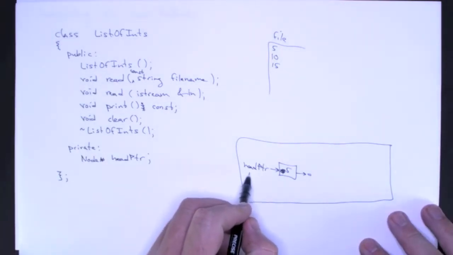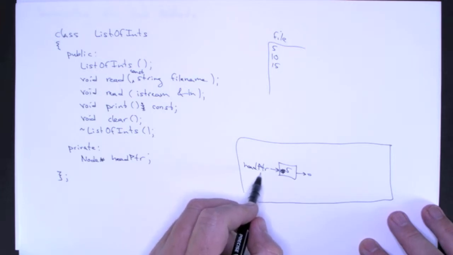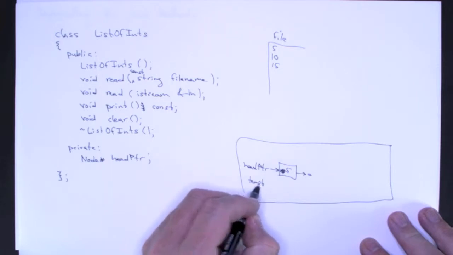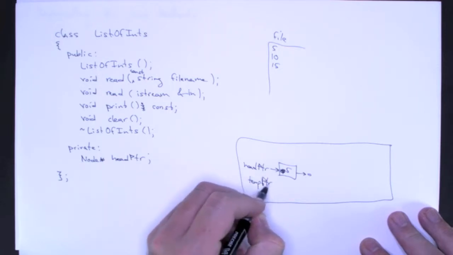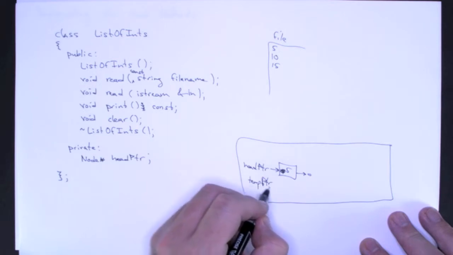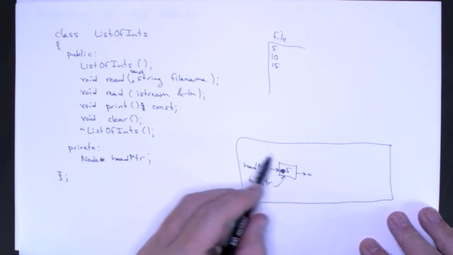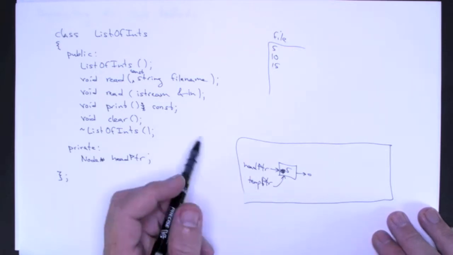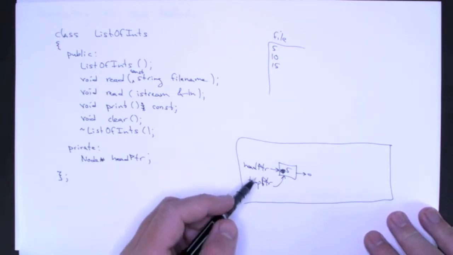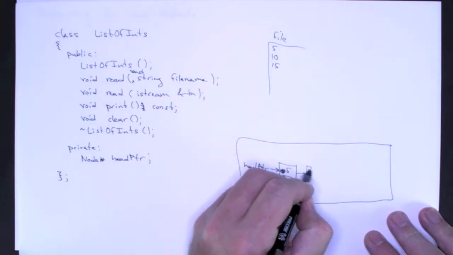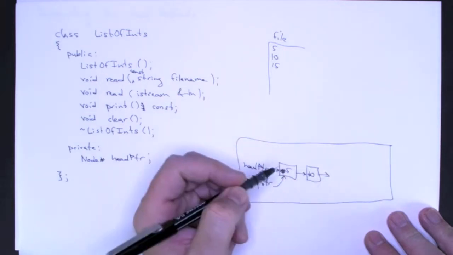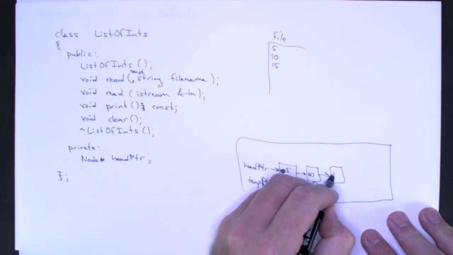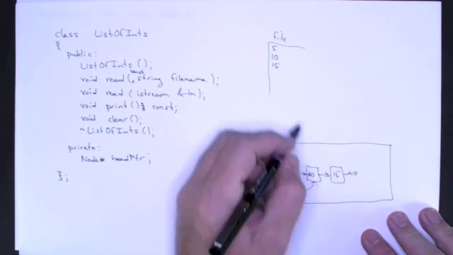However, it's a special case where we're adding the first element of the list. When we add the first element of the list, head pointer will point to null, and then after we do that, that's how we want our list of ints object to look like. Then when we read 10, we can add 10 here. Then I'll advance temp pointer, and then I'll add 15 here, and then I'll be finished.